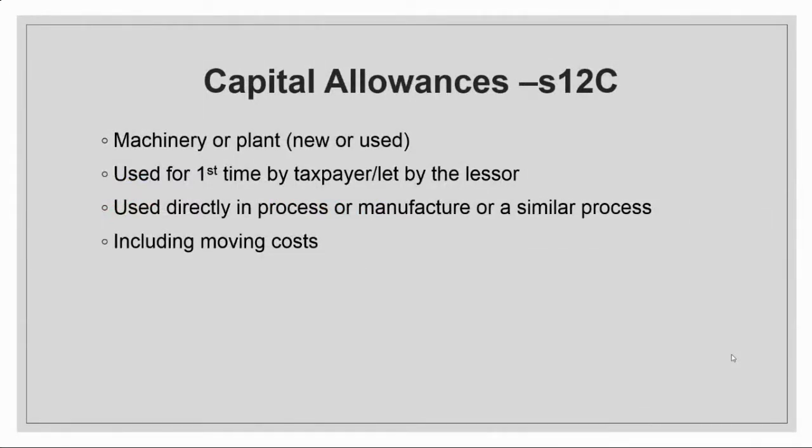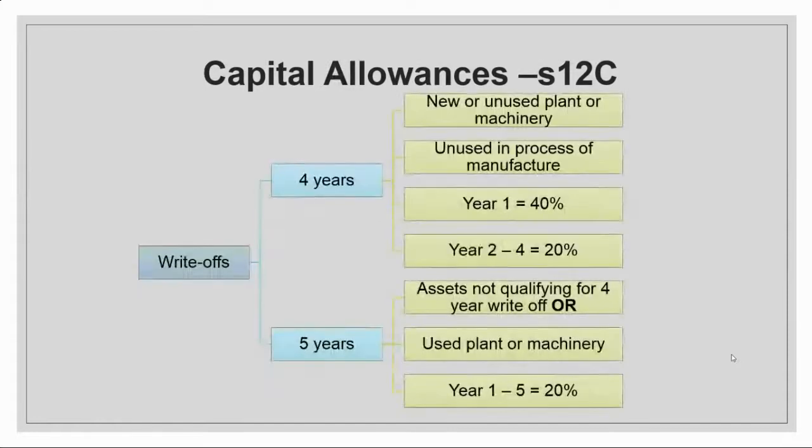Now, for Section 12C, you need to know these percentages. You need to be able to distinguish whether it's a new and unused item or if it is a used item. The reason for that is there's two percentages, but this relates only to machinery or any plants that is used in the process of manufacture. Okay, and that also includes your moving costs.